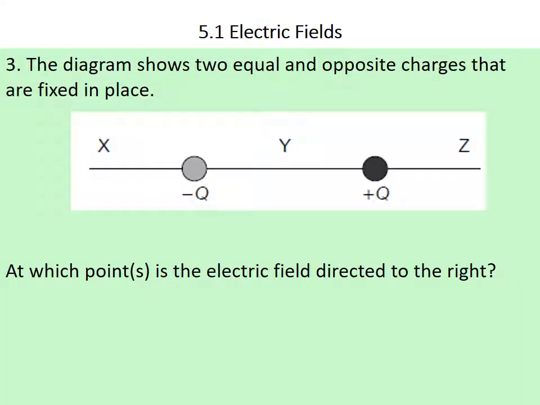Practice problem 3. The diagram shows two equal and opposite charges that are fixed in place, negative Q, positive Q. At which points is the electric field directed to the right? So at X, Y, or Z is the electric field pointing to the right.